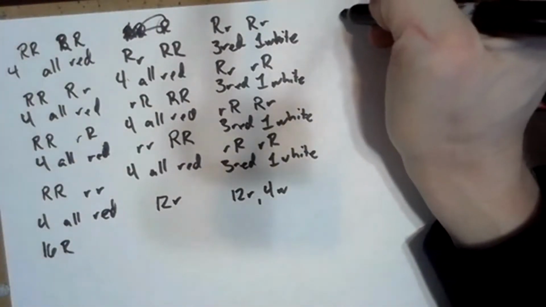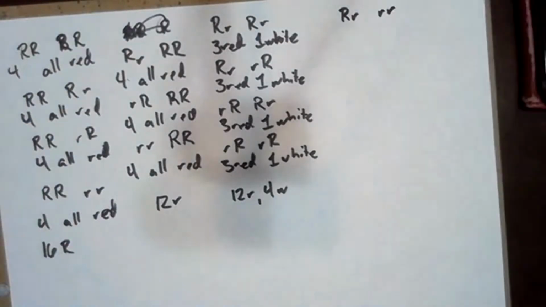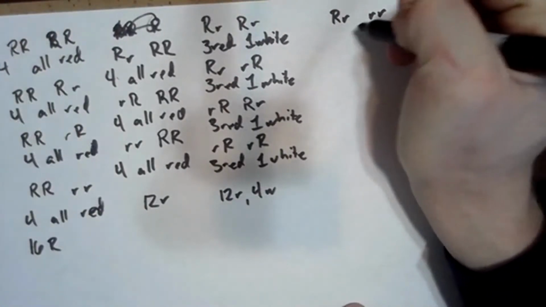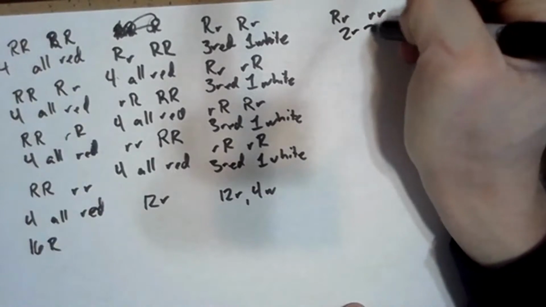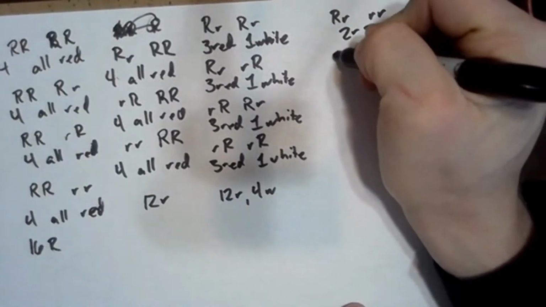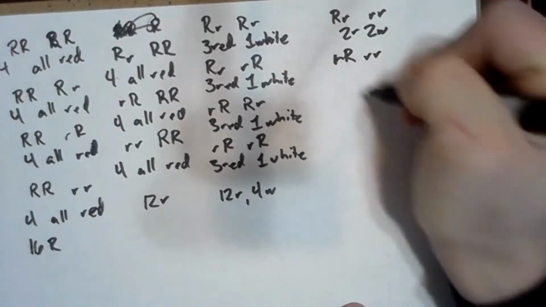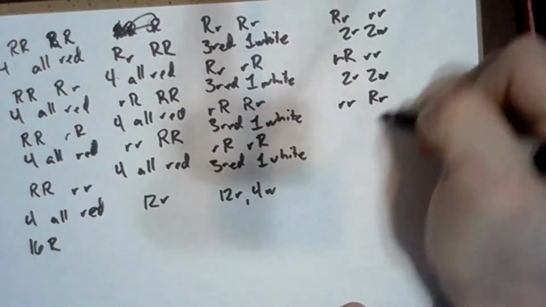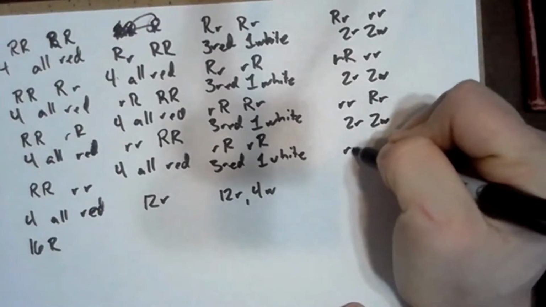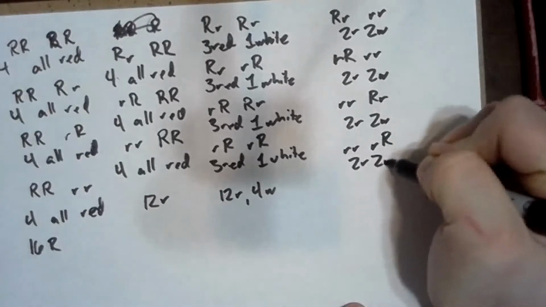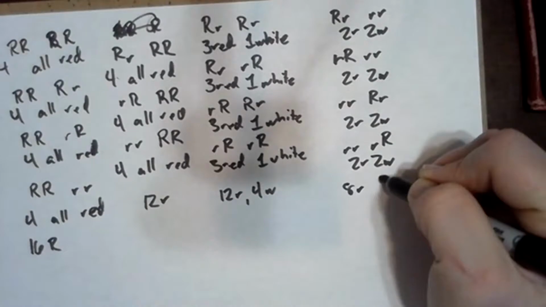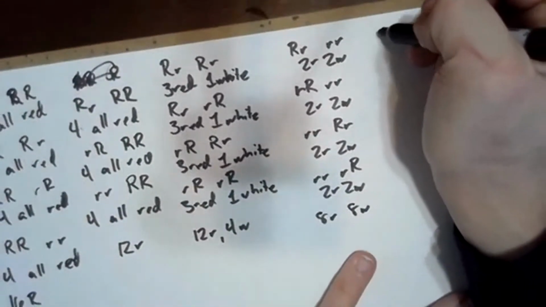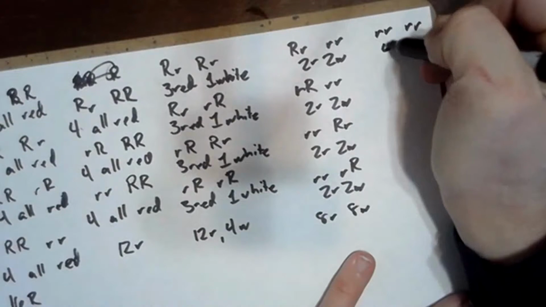If we have something like that, then we have 2 red and 2 white. Same happens if we've got this, or if we reverse these. So that gives us 8 red and 8 white. The only remaining combination is for us to have all recessive, and that's going to give us 4 white.